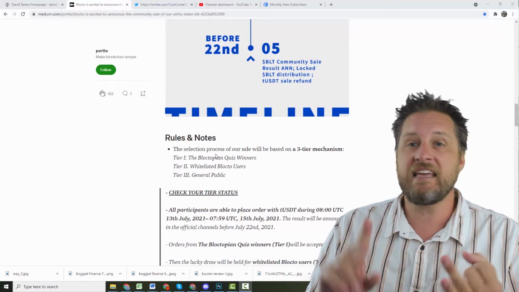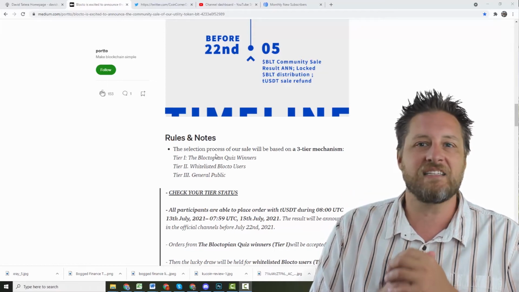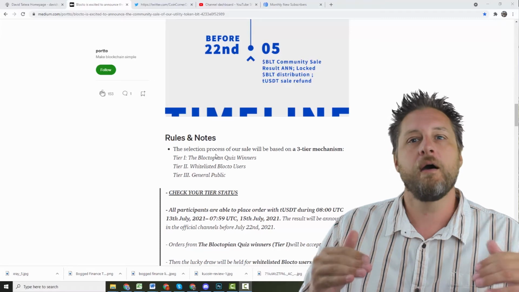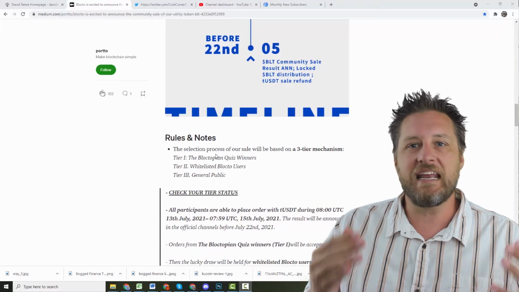Whether it's NFTs, IDOs, ICOs, all sorts of early access is being granted to the people who help build the community around these blockchain projects. So get into the airdrops.